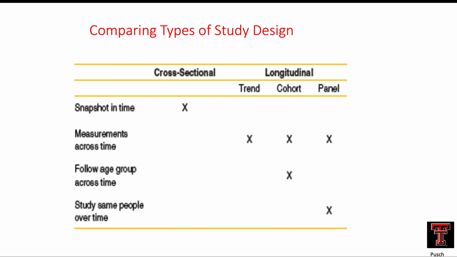Okay, again, cross-sectional is just a snapshot of time. Measurements across time, we use trend, cohort, and panel. Follow the same age group, that's a cohort study. And then finally, the exact same people are a panel study.